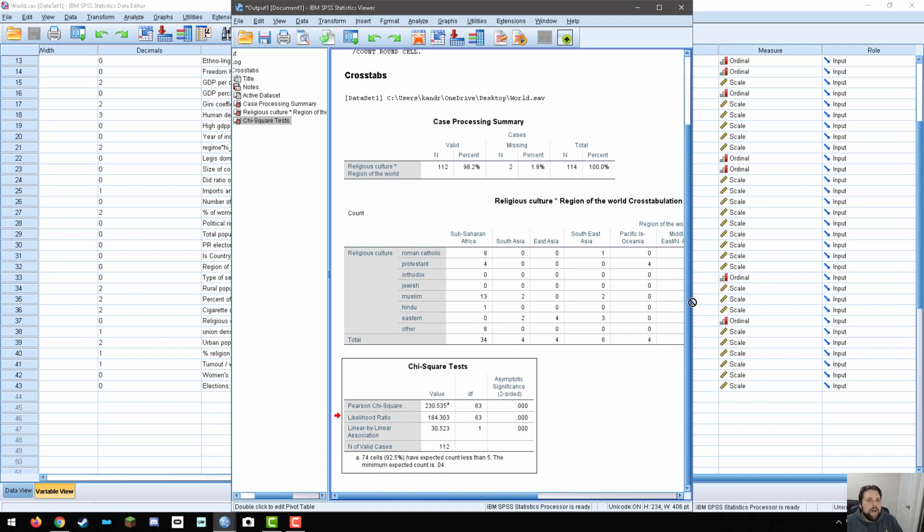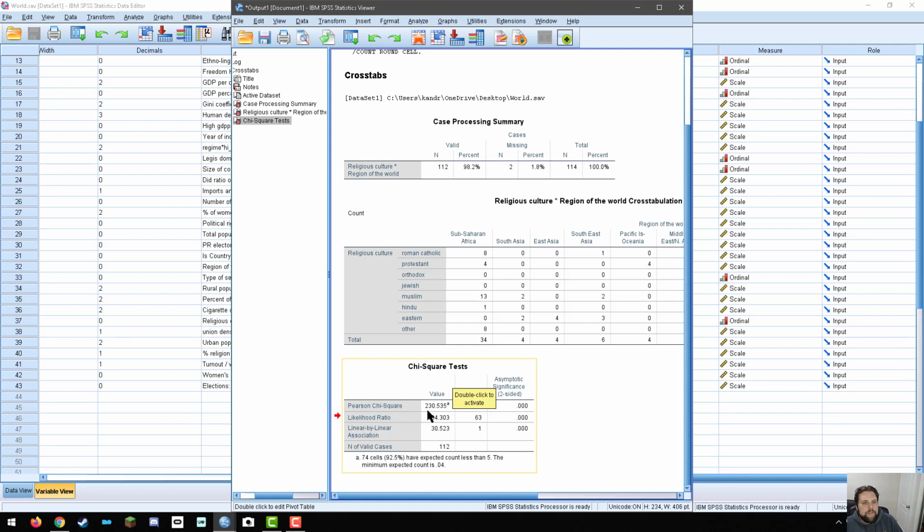Okay, but what we're most interested in here is the chi-squared tests window here. So in particular, we're interested in the row that says Pearson's chi-square or Pearson chi-square.